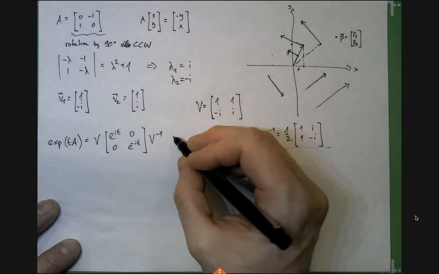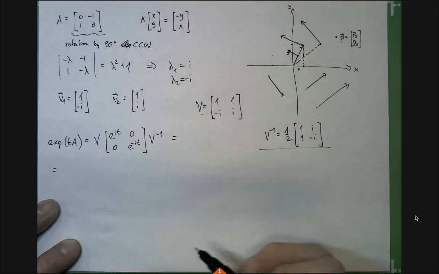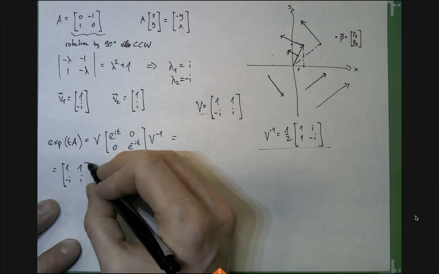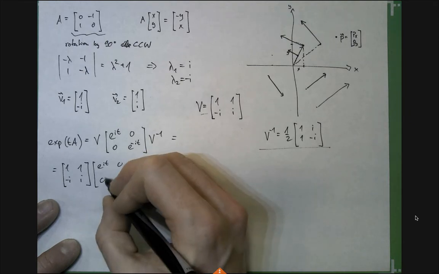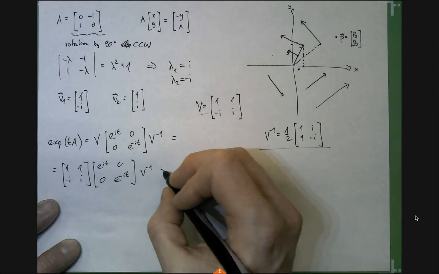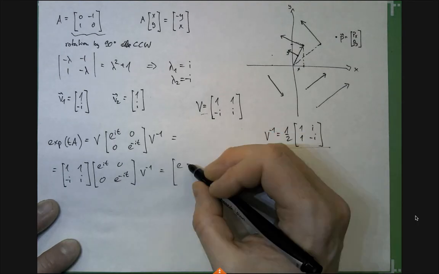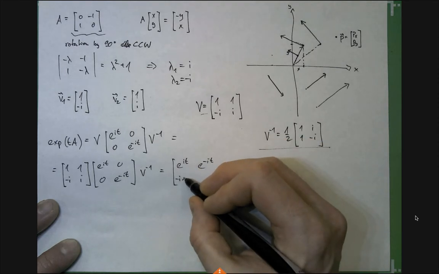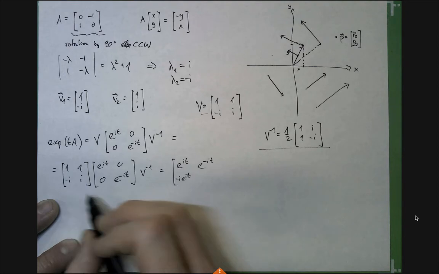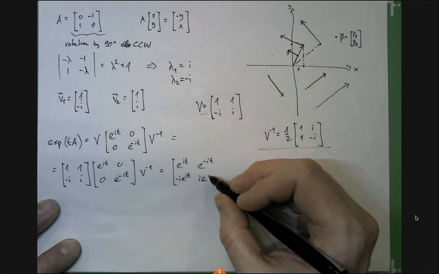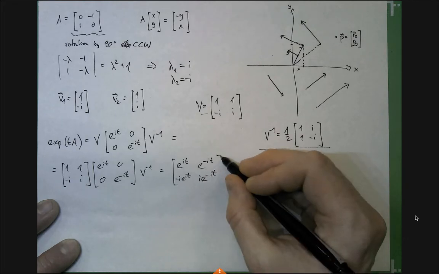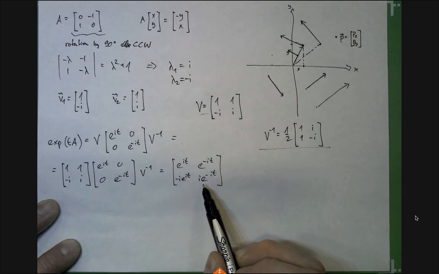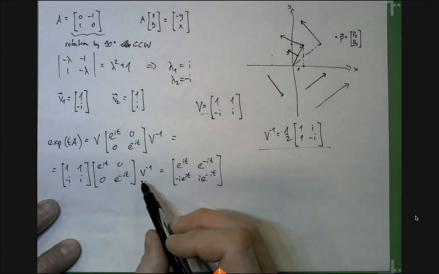Well, let's take a look, what did we get? We can plug back in the V and V inverse. Let's just work out the multiplication one by one, that makes most sense. So let me plug in the V, and this is e^(it), 0, 0, e^(-it), and here is V inverse. So how much is the product? Here I will get e^(it), that's easy. Here I'll get e^(-it), and here I'll get minus i e^(it). It's funny. I just multiply these two matrices together, nothing that special going on there. And I think I forgot the 1/2 somewhere. No, the 1/2 is in V inverse, so that's fine.